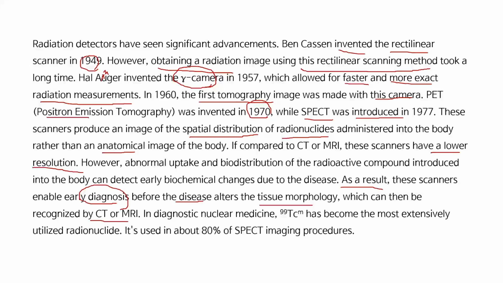In diagnostic nuclear medicine, TC99M has become the most extensively utilized radionuclide. It is used in about 80% of SPECT imaging procedures.